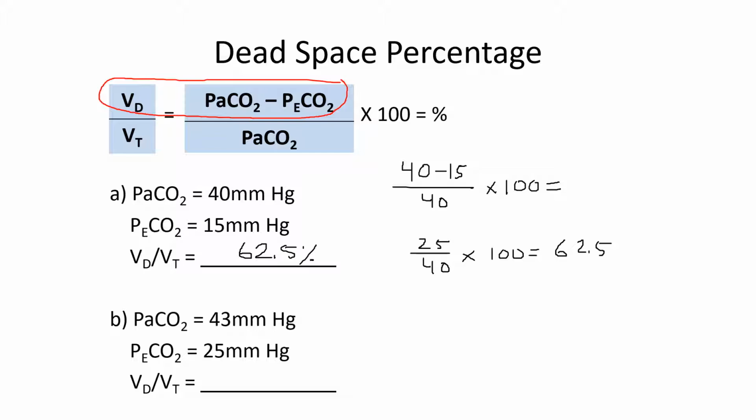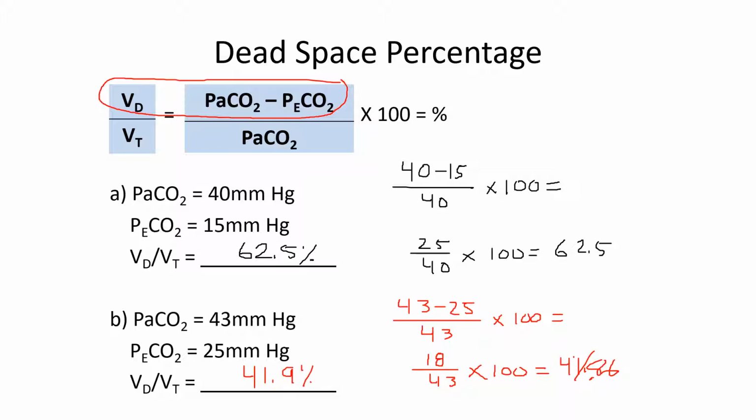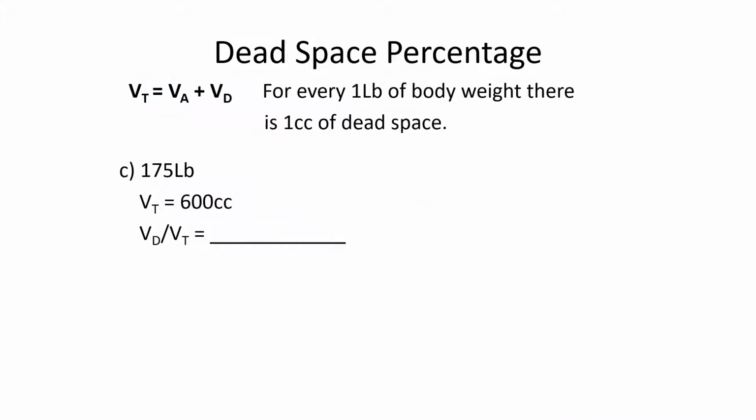So solve for dead space first. Just subtract, find the difference. Here we got 43 minus 25, so that gives us 18 milliliters of dead space. Then divide that by the tidal volume, and multiply by 100 to get the percentage. About 41.9% dead space. Yeah, these guys are mostly dead.